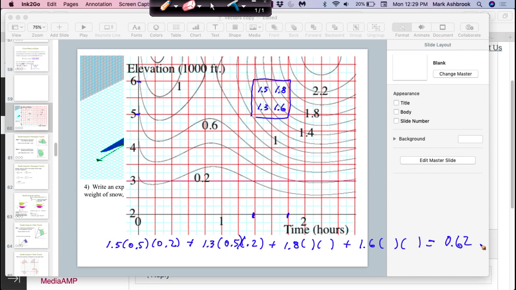So 0.62, what's the units on that? Megapounds per elevation per, or, nope. This is megapounds, right? This is our estimate for the change in weight, because we're multiplying the rates times the little changes, and that's just going to give the amount of snow fallen, approximately, over that time frame and that elevation change.